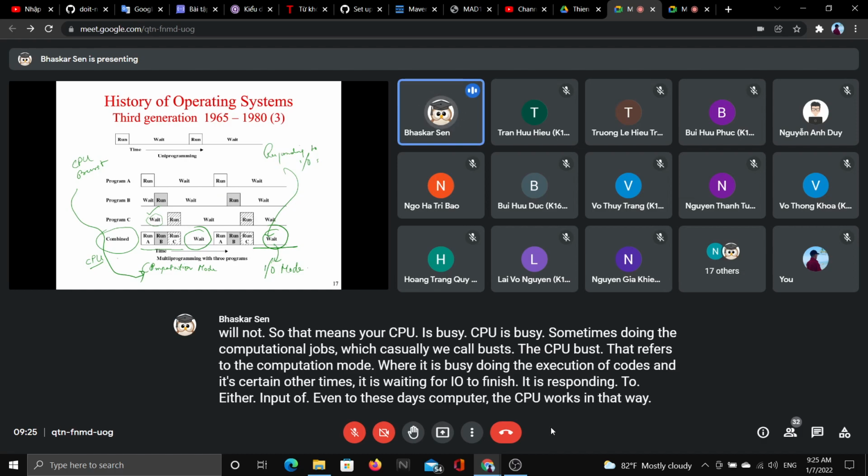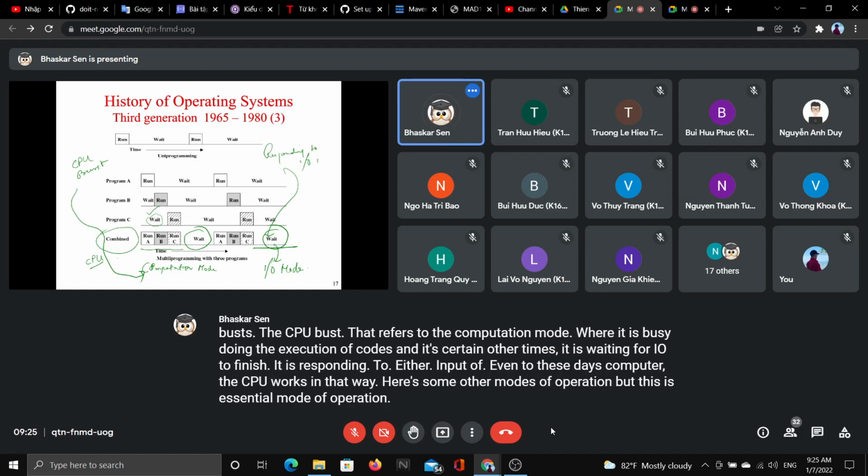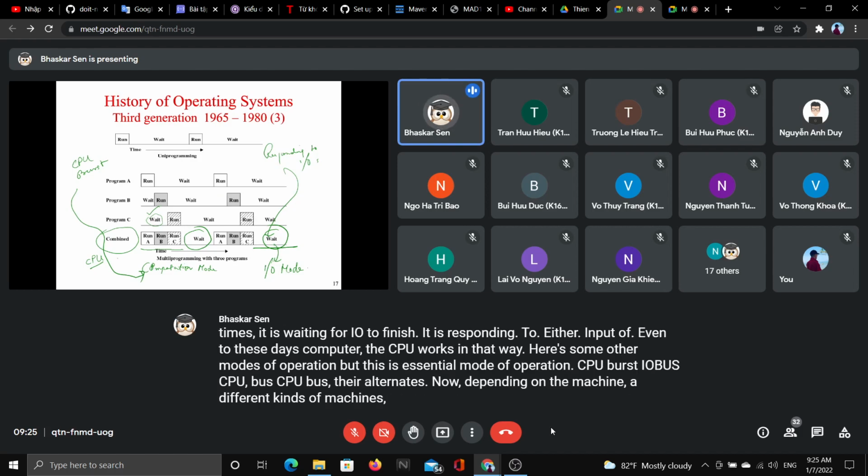Even to this day, the CPU works in that way. There are some other modes of operation, but this is the essential mode of operation. CPU burst, IO burst, CPU burst, IO burst, CPU burst, IO burst. They alternate. Now, depending on the machine, different kinds of machines, the length of the CPU burst and the length of the IO burst may differ.